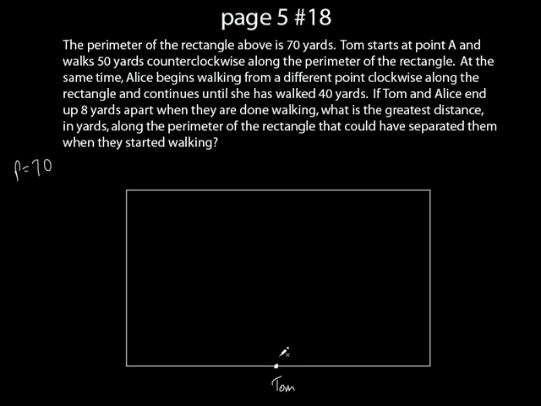Okay? And what's he do? He walks 50 yards counterclockwise. Remember, the distance around the whole thing is 70, so he doesn't quite go the whole way around. He goes 50 yards counterclockwise. Counterclockwise would be this way. This would be the opposite the clock goes. So let's kind of draw that in there. And we'll use different colors for this. So we'll use, I don't know, blue for Tom. And let's make it a little bit thicker.